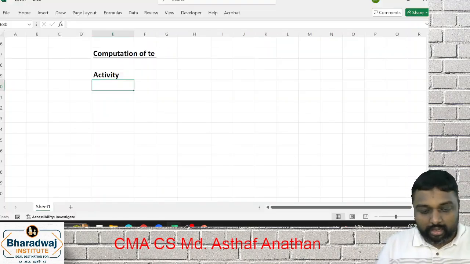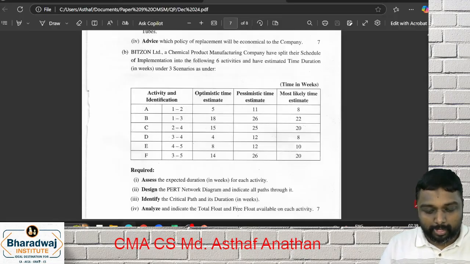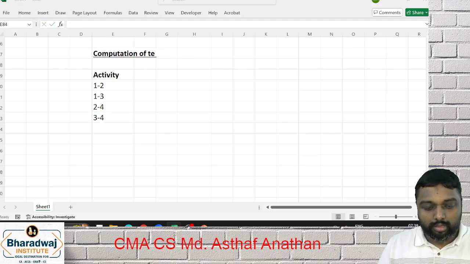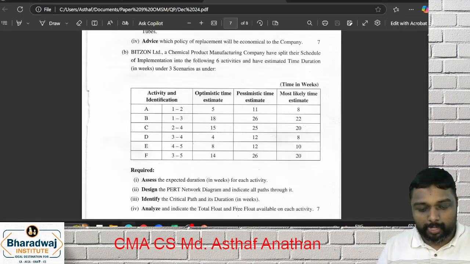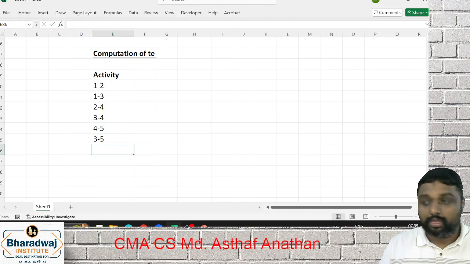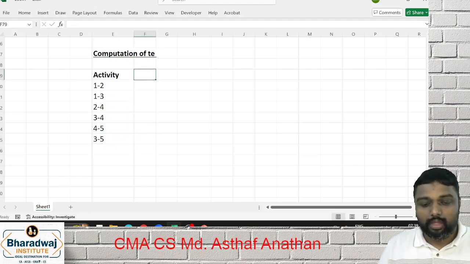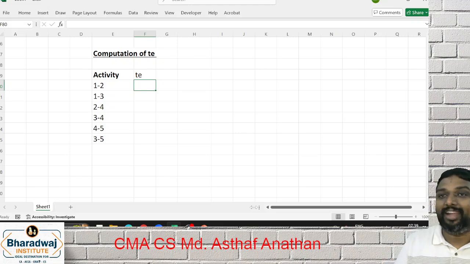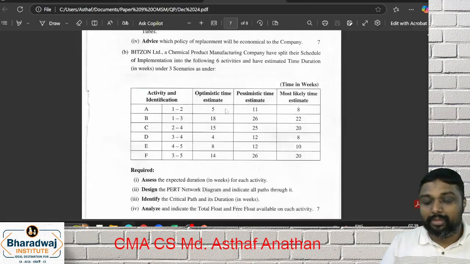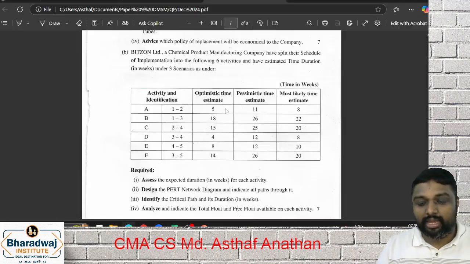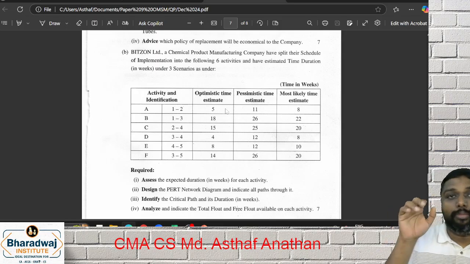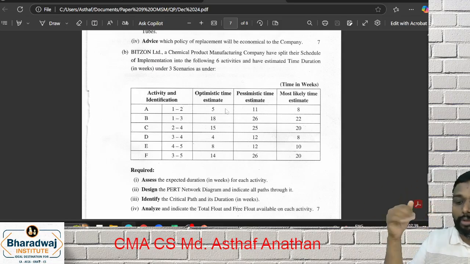So activities, we have 1 to 2, 1 to 3, 2 to 4, 3 to 4, 4 to 5, 3 to 5. Correct? Now moving further, we can go for TE. We are experts on that. What is the formula, friends? Optimistic, pessimistic, most likely. The formula is optimistic plus 4 times most likely plus pessimistic.